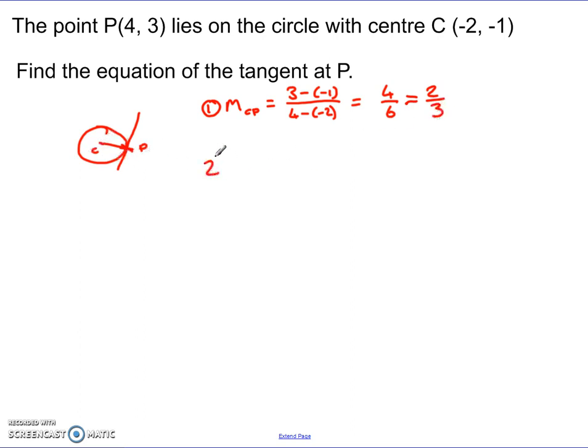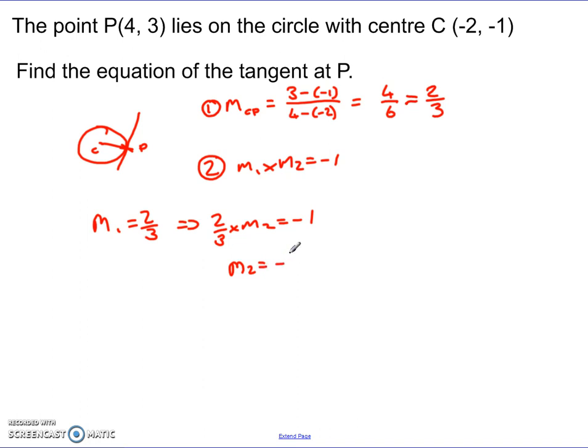We then use the fact that m1 times m2 is equal to -1 to get the gradient of the tangent itself. So if we set m1 equal to 2/3, what we know is that 2/3 times the gradient of our tangent m2 is equal to -1. Flip this over here, you get m2 is equal to -3 over 2. So there's the gradient of our tangent. Now we have all the information we want, we can get the equation.